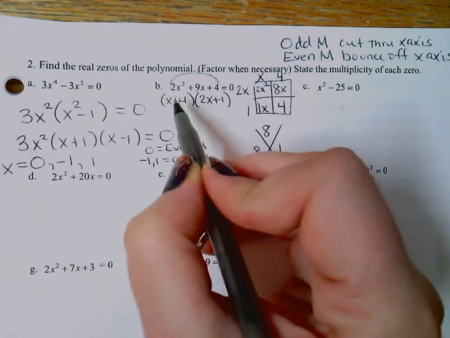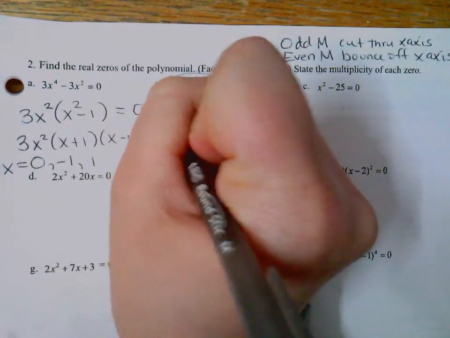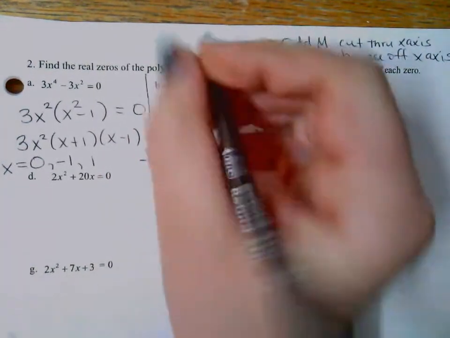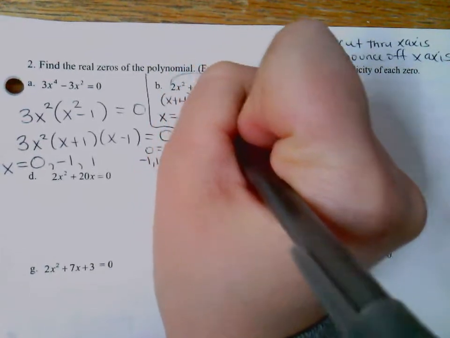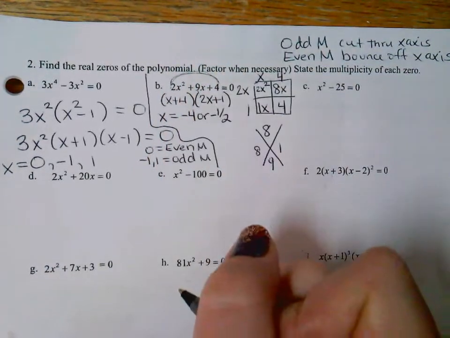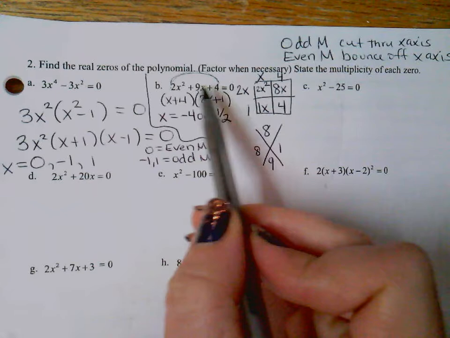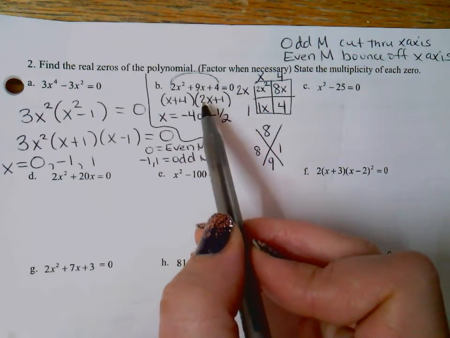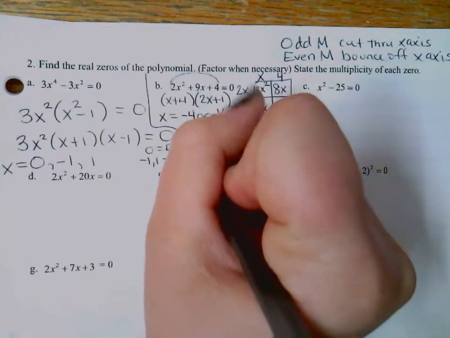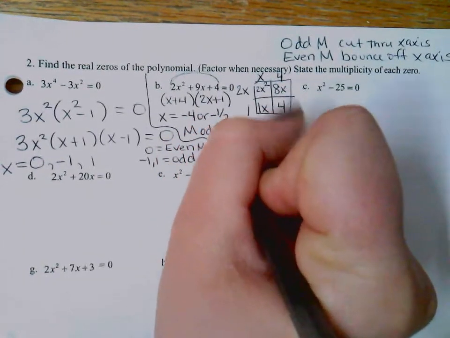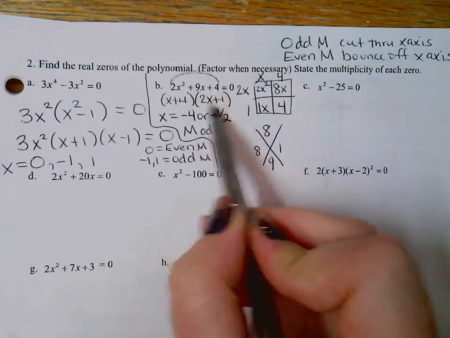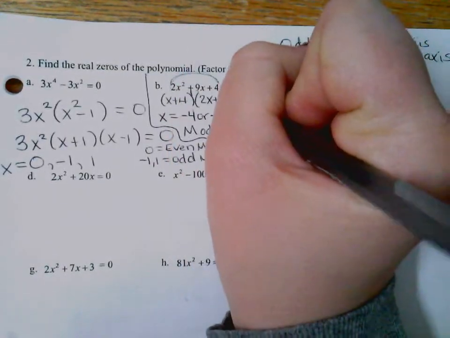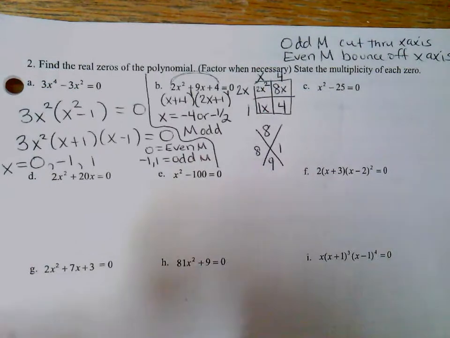Once I have my factors, I need to write down what x would equal. So x would equal -4 or -1/2, because if I set this equal to 0, I would subtract 1 to the other side and divide by 2. And the multiplicity for both of these is odd because they both appear once in the problem, or they have a first power right here. That's not written, but we know that they only exist once.